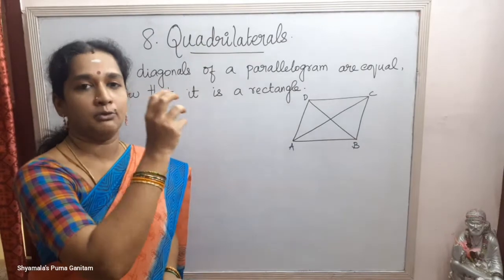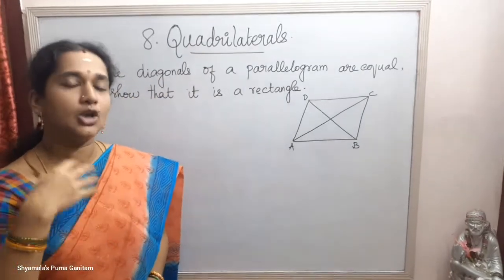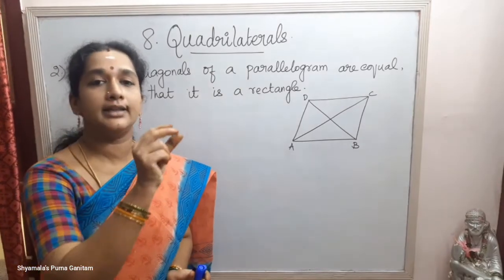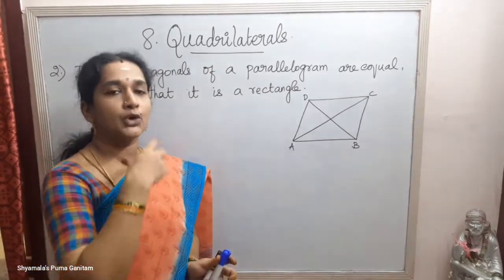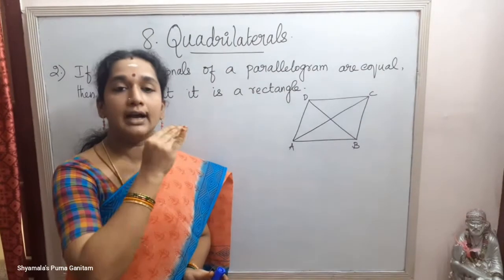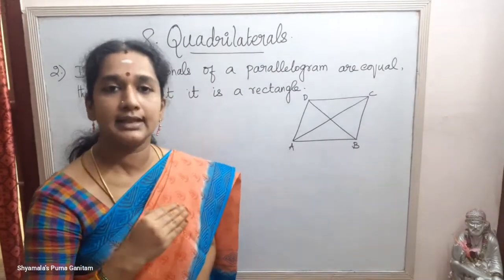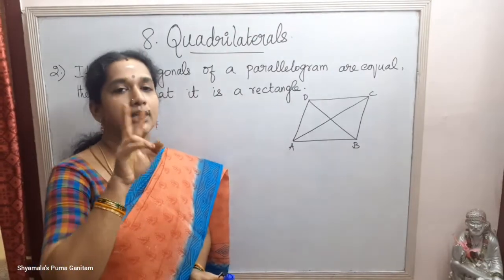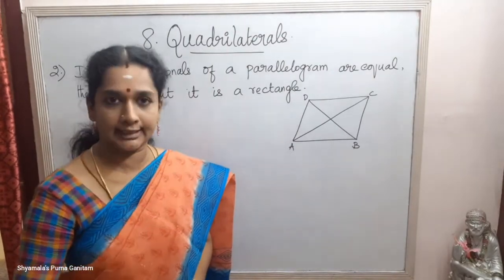Actually, for a parallelogram and a rectangle, opposite sides are equal. There is no change in that. Only regarding the angles we will see. For a parallelogram, the vertex angles won't be 90 degree. But for a rectangle, it will be 90 degree. So that is the extra property we will have for a rectangle.